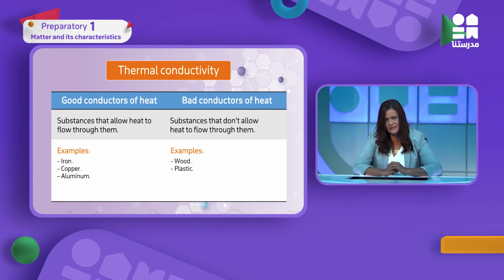Okay, what about the other substances? Wood doesn't allow heat to pass through it, of course. Plastic will melt easily if heat passes through it, and it also doesn't allow electricity to pass through it. So here, there are many substances that can conduct electricity and conduct heat, such as metals. And other substances don't allow heat and don't allow electricity to pass. Like what? Like wood, like plastic, like rubber.